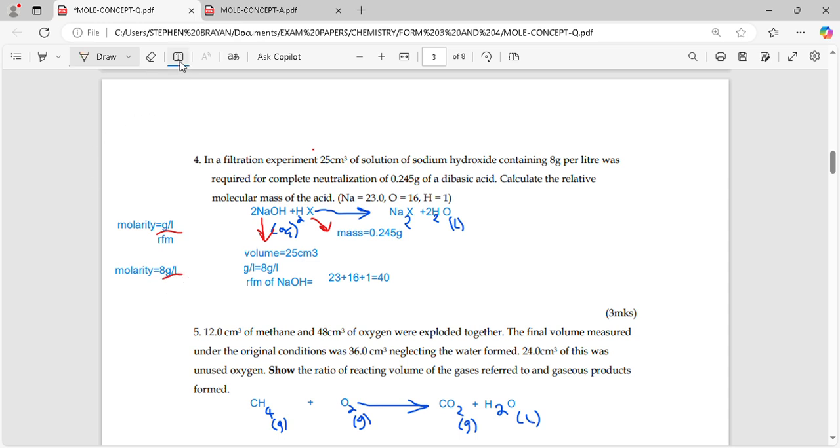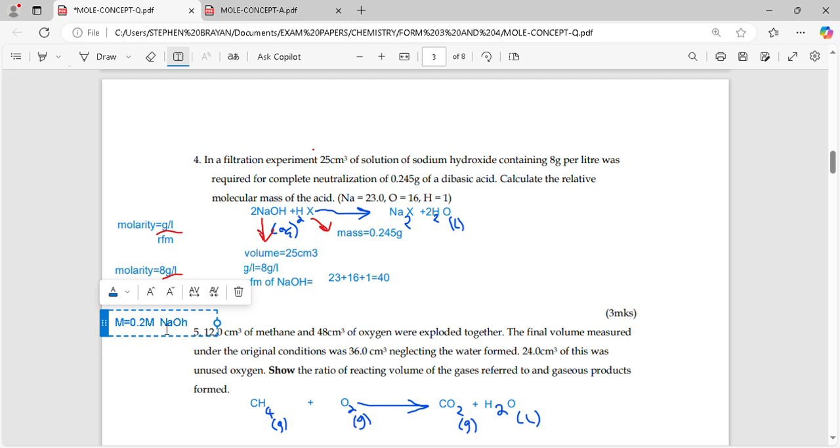8 grams per liter divided by 40. So if you work out these numbers, you're going to get that in this case, your molarity is going to be equal to, if you take 8 in your calculator and divide it by 40, 0.2 molar. Remember, this is the molarity of sodium hydroxide.